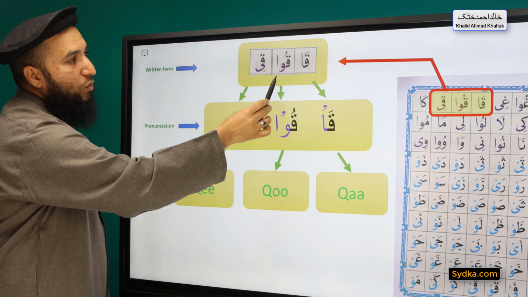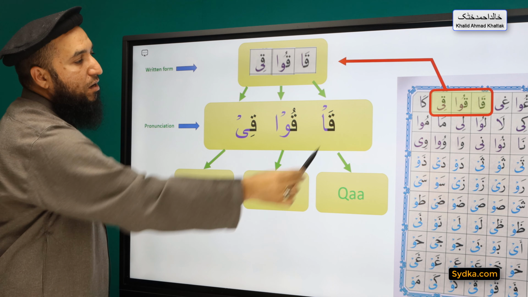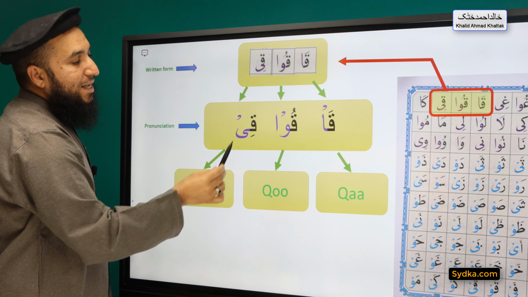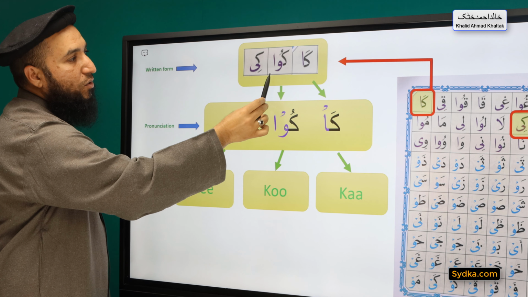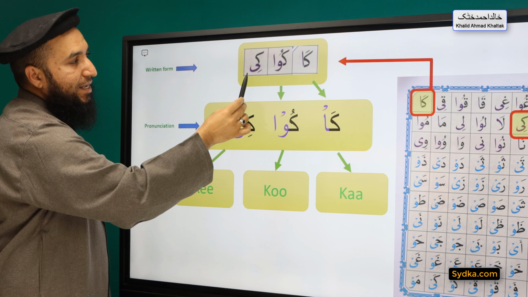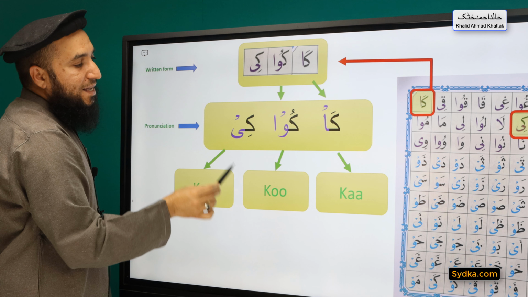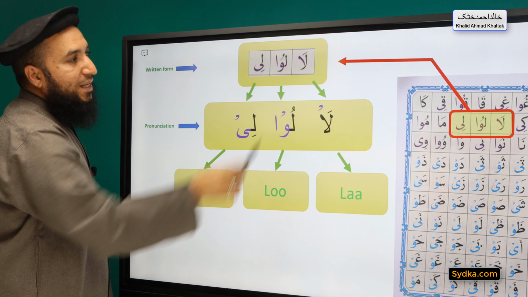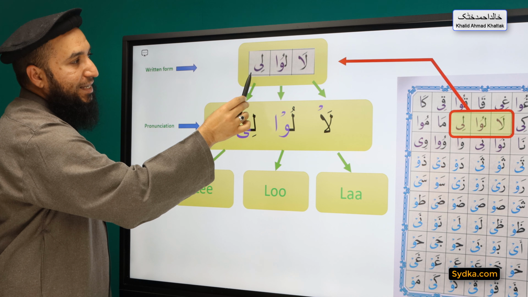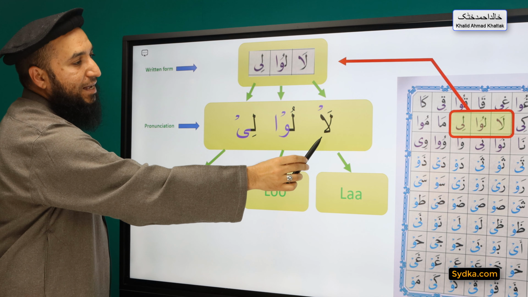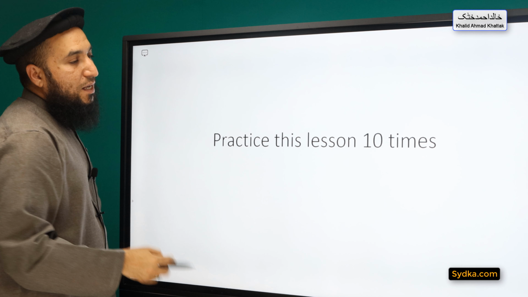Qa, qu, qi, qa, qu, qi, ka, ku, ki, ka, ku, ki, la, lu, li, la, lu, li. So this is the end of this session.